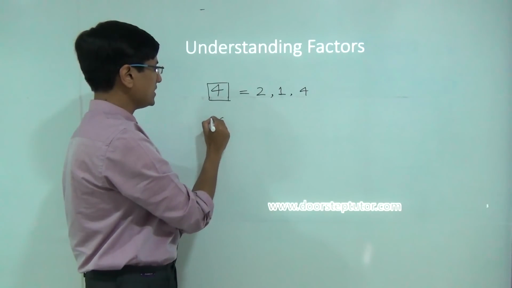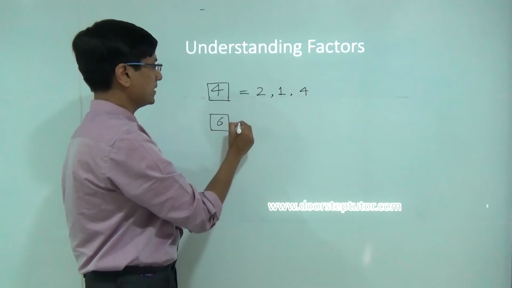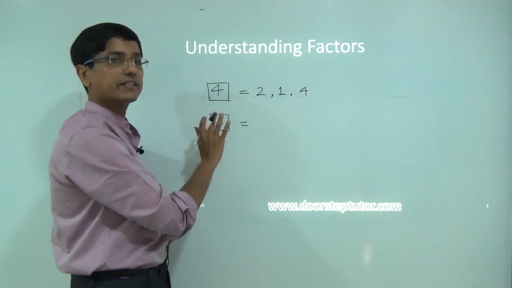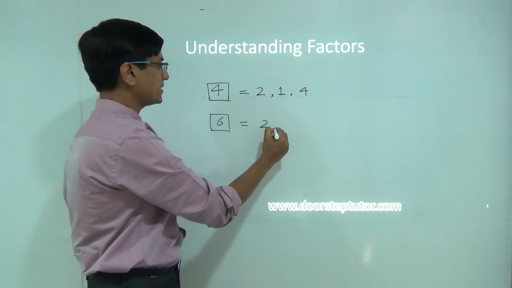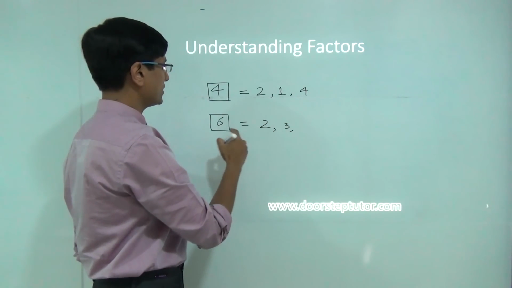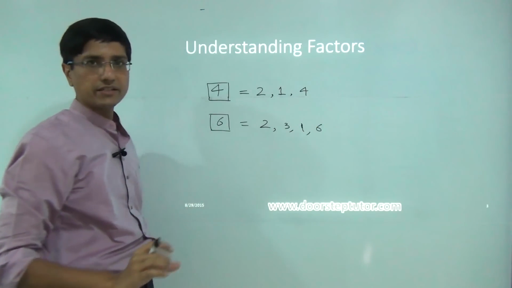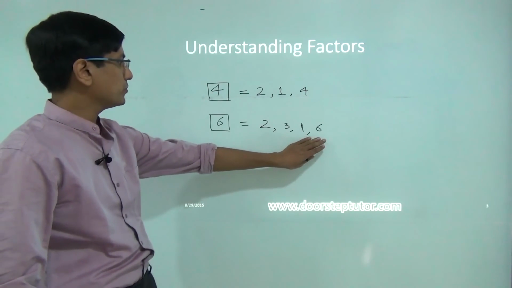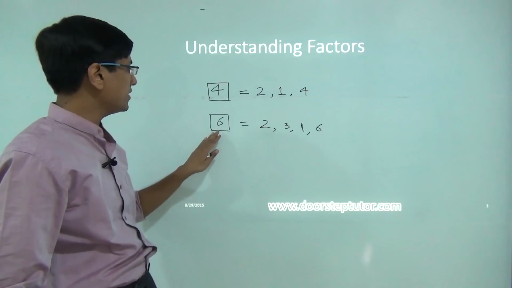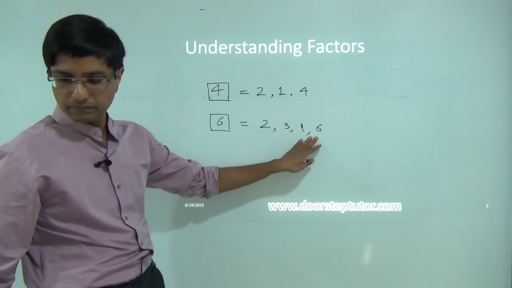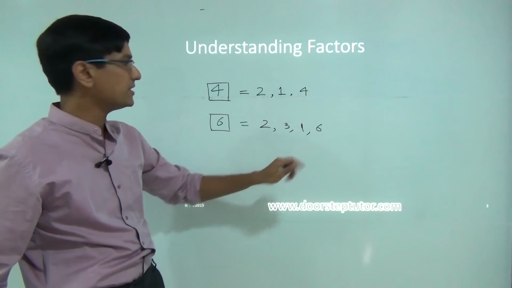Similarly, let's take another example, number 6, and find out what all numbers can completely divide it. Again, 2 can divide this number, 3 can divide this number, 1 can divide this number, and of course 6 can divide this number. So these are all the numbers which can divide number 6, and we call them factors of number 6.